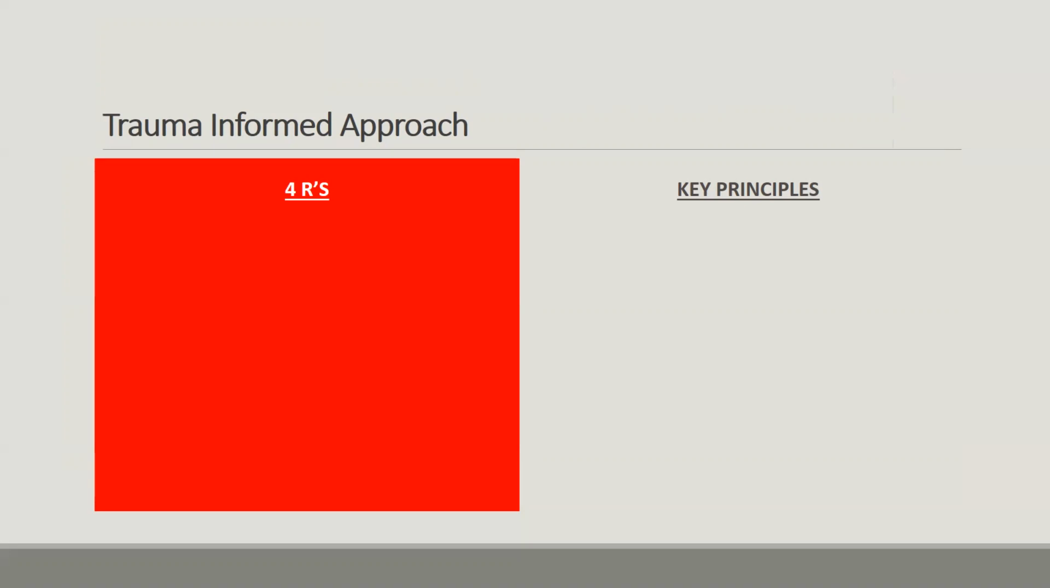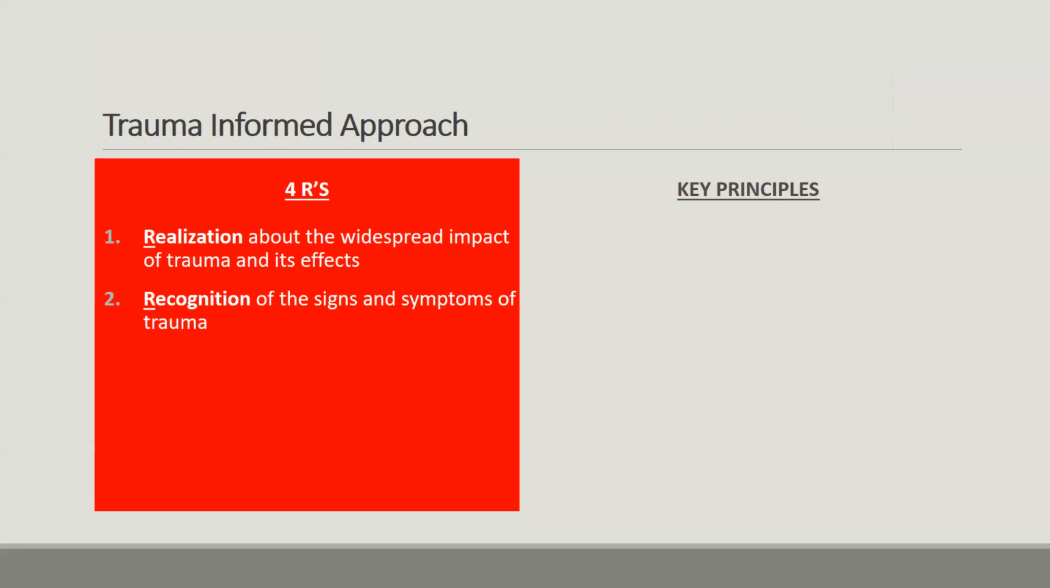So when we think about the four R's in the trauma approach, we talk about realization. And that's acknowledging the presence and widespread impact of trauma across our society. And the fact that it's not just about someone's feelings being hurt. As you saw in the ACEs study, it really does speak to this very pervasive whole body impact. The ability to recognize the signs and symptoms of trauma, difficulty with self-regulation, noticing patterns when behaviors manifest or erupt and starting to realize that there's some triggering going on.